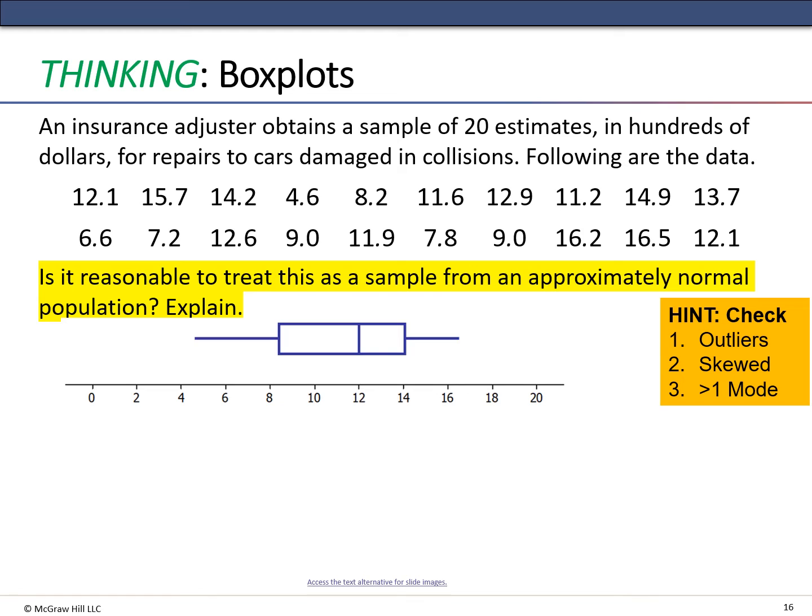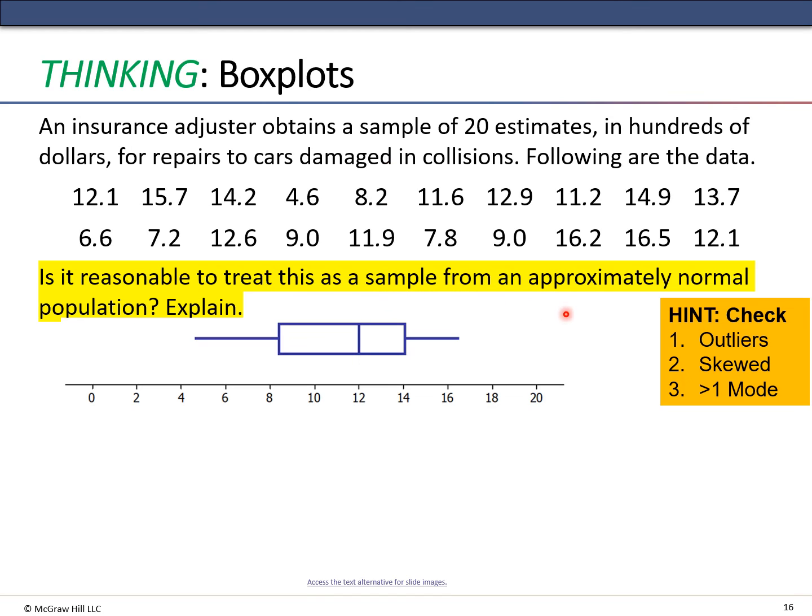Here we're looking at an insurance adjuster who has a sample of 20 estimates, in hundreds of dollars, for repairs to cars damaged in collisions. So for example, this is $1,200, $210? Yeah, these are in hundreds of dollars. This is $1,570, etc. So these are just accidents and estimates for the repairs to the cars, okay?